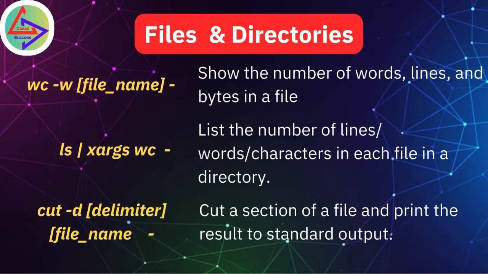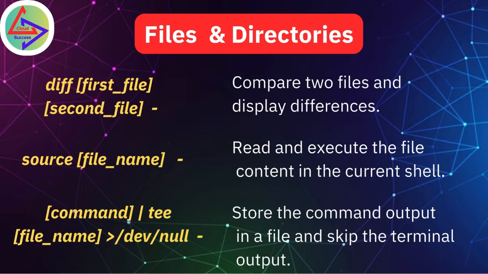cut space -d delimiter space file name, cut a section of a file and print the result to standard output. diff first file space second file, compares two files and displays differences. source file name, read and execute the file content in the current shell. command | tee space file name > /dev/null, store the command output in a file and skip the terminal output.